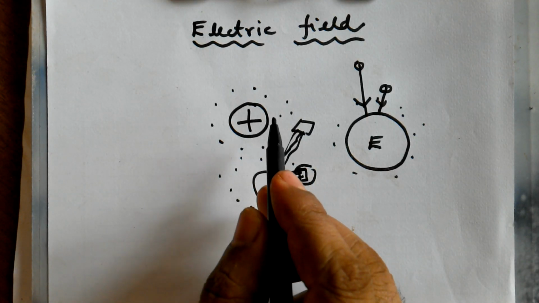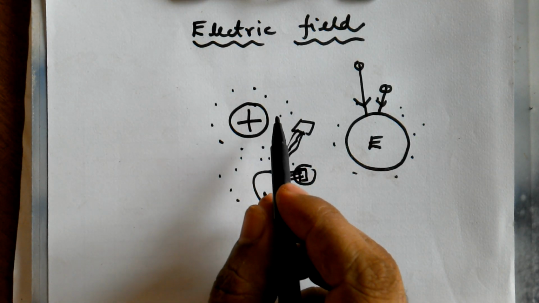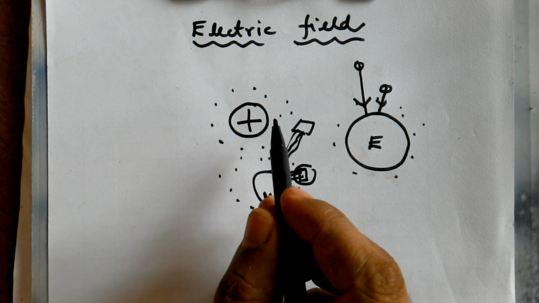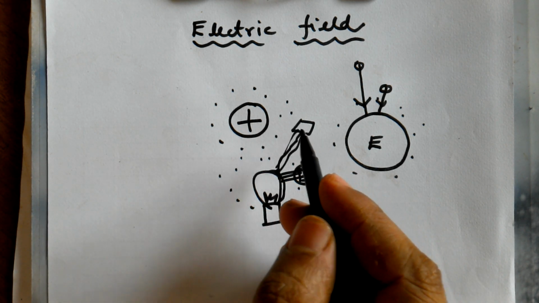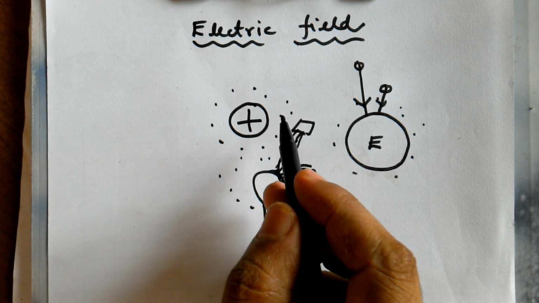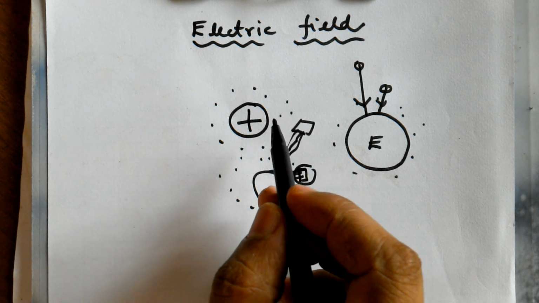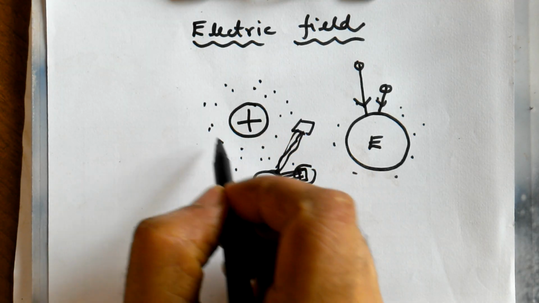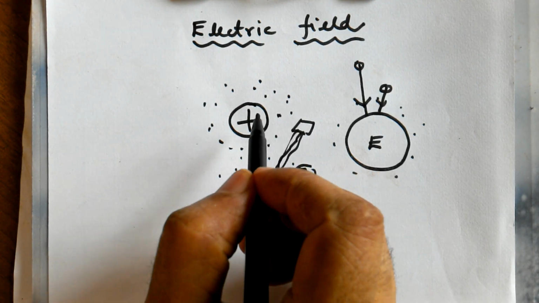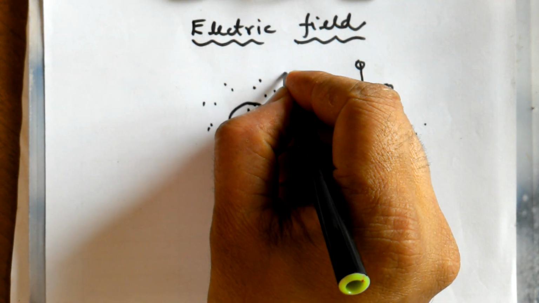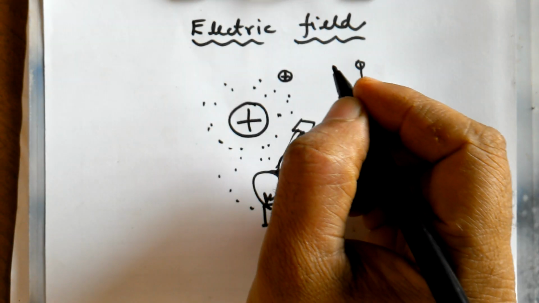Now, how to test the strength of the field or the direction of the field? Because electric field should be a vector quantity. It should have some direction. So, how to measure that? In order to measure the strength of the field around a charge, you have to bring another charge, and that charge is called a test charge. Now, let me keep a very small positive charge here in order to test it.